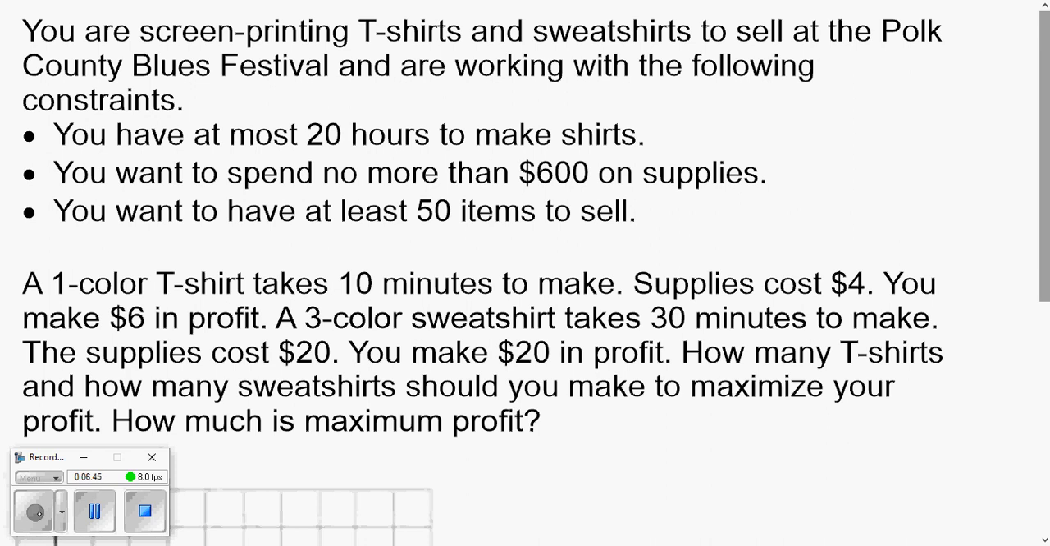Supplies cost $4. You make $6 in profit. I'm going to take a second and actually in orange just box all my profits so that I don't touch them again. A three-color sweatshirt takes 30 minutes to make. The supplies cost $20. You make $20 in profit. Don't ever use profit in constraints. How many t-shirts and how many sweatshirts should you make to maximize your profit? How much is maximum profit?